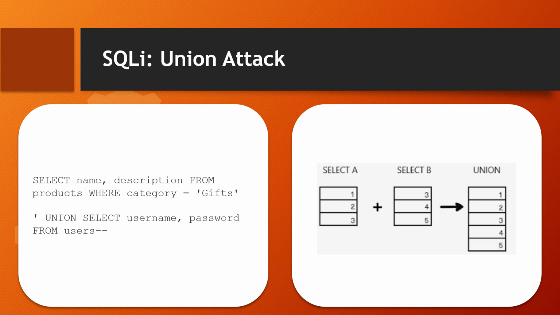So now come to the left side. Select name, description from product where category is gift. Then they put union, select username, password from user table. See, they are just making blind guesses. An organization could have employee, user, or any related information. They are just putting in guesses, and probably among 100 guesses one could work for them. So this is an example of a union attack.